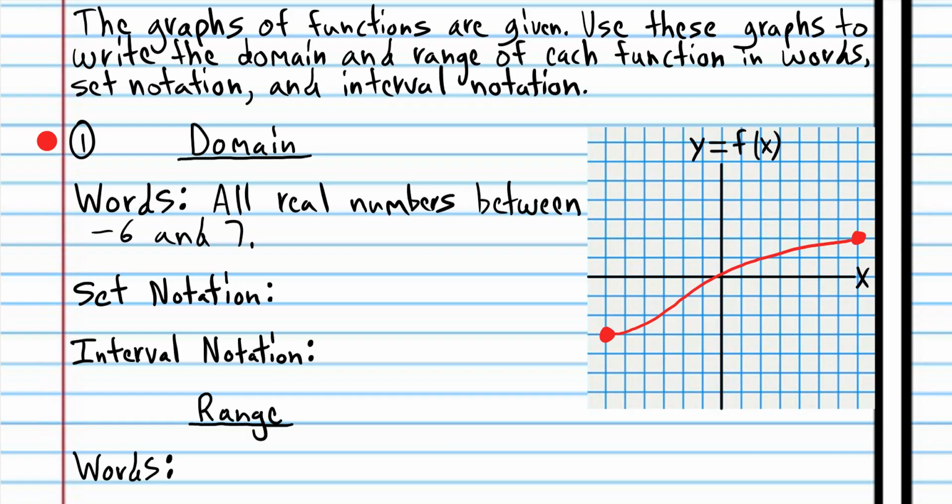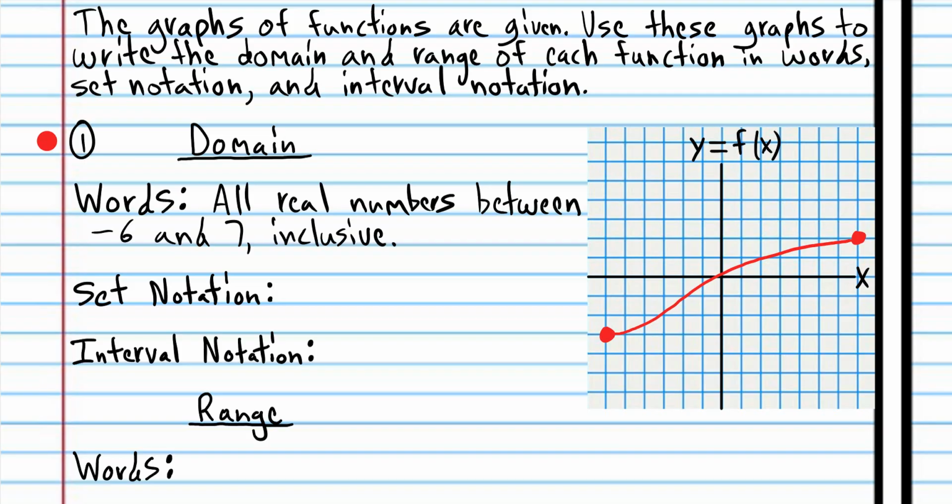So all real numbers between -6 and 7. But this does not include the x values at the endpoints. So we have to modify this statement. We have to put a comma here, and we have to say inclusive.